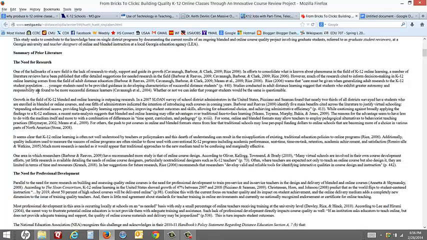Okay, so one of the hallmarks is the lack of research to study, support, and guide its growth. Efforts to consolidate what is known about the phenomenon, a number of literature reviews have been published that offer detailed suggestions for the need for research. However, the research cited to make informed decisions comes from the field of adult distance education. Care must be given when generalizing adult research. Yeah, that's for sure. Younger students need to be provided guidance in developing characteristics of self-direction. So that's interesting.